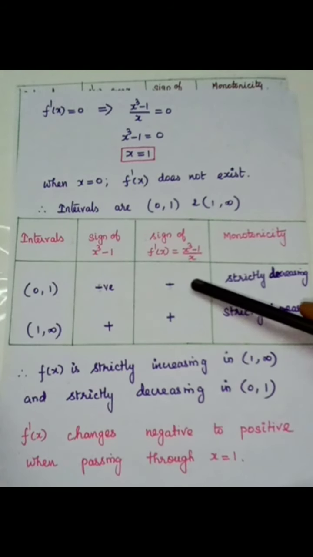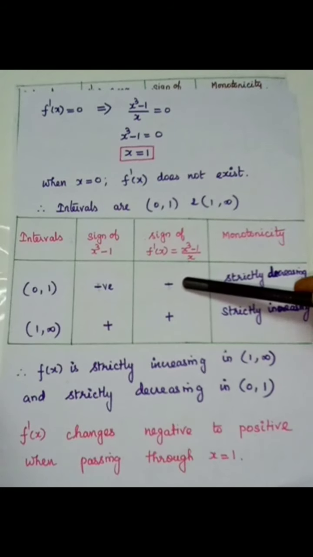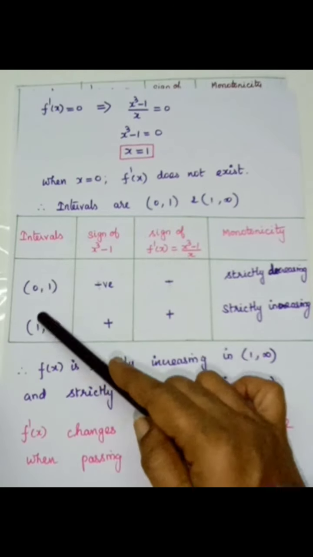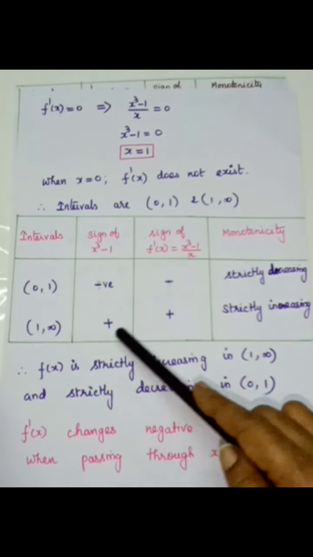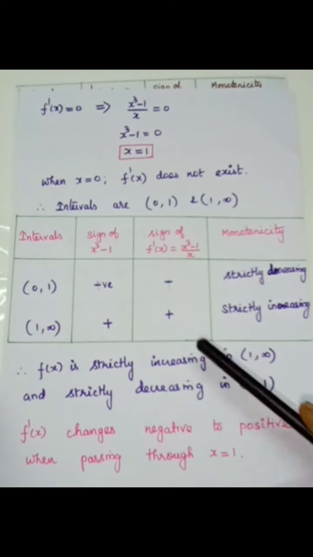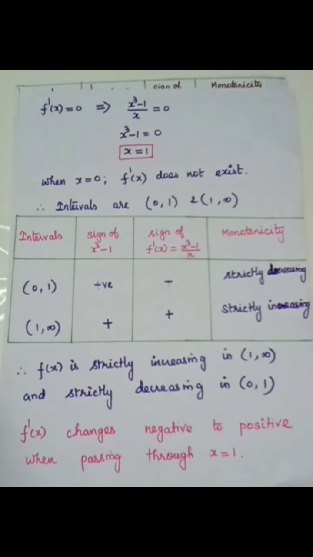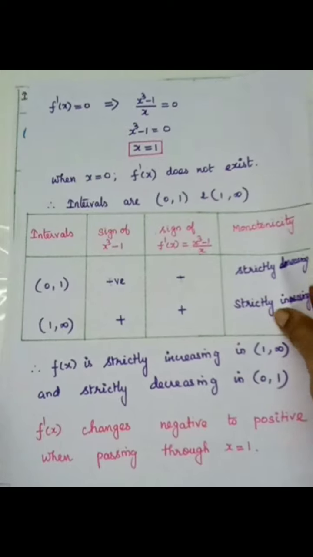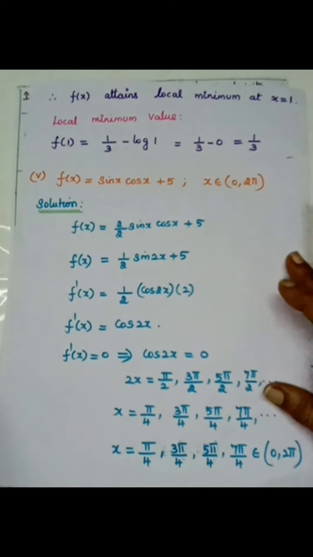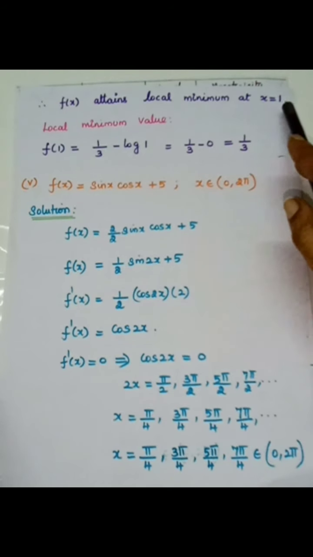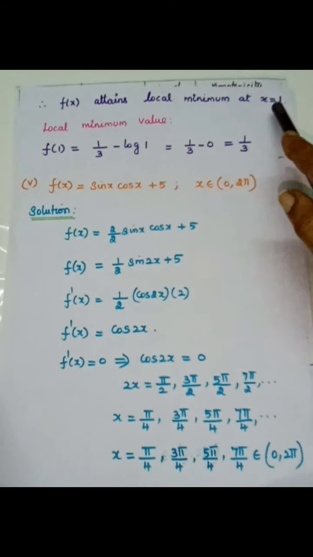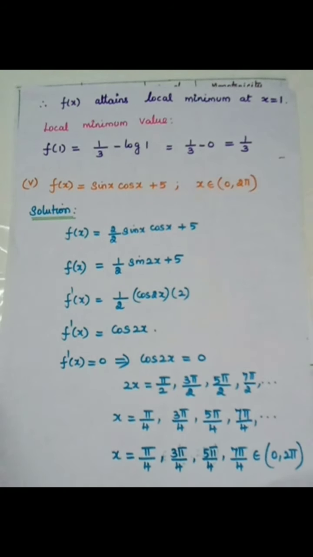You see that there are only two intervals. Your f dash of x changes sign from negative to positive when x passes through 1. If it changes from negative to positive, it means you will get a minimum. So the function f of x attains a local minimum at x equal to 1. We located the point where you are getting the minimum, x equal to 1. Now you have to find the minimum value, that is the y value, so you are going to find f of 1.